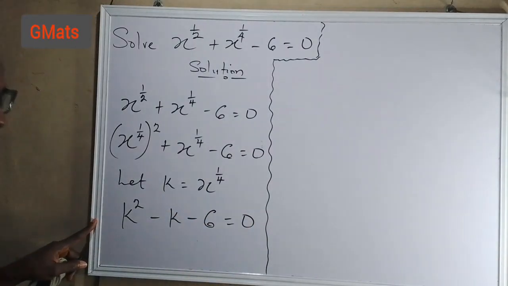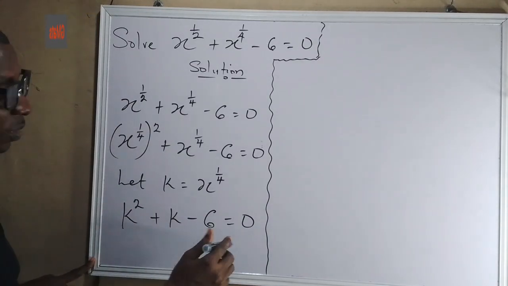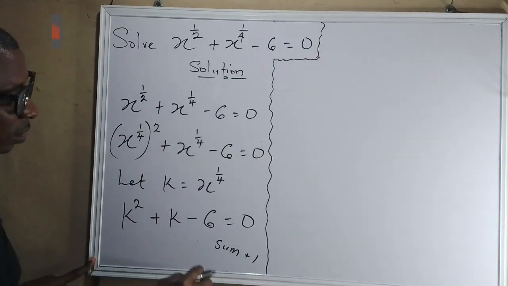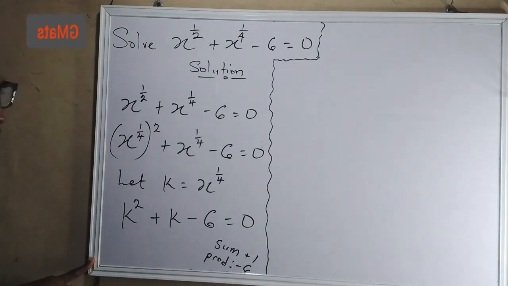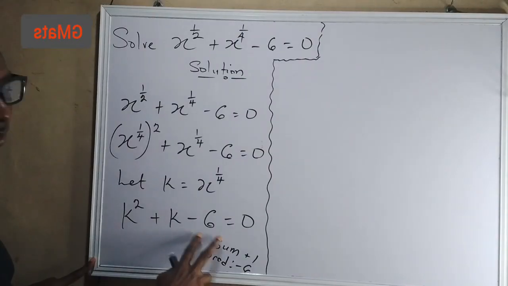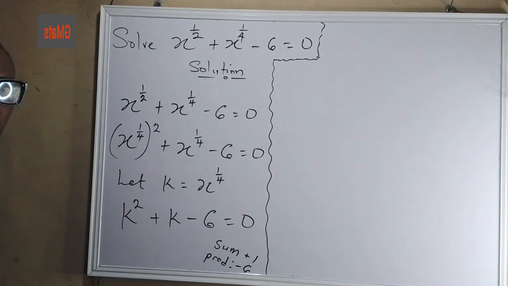So now this is a quadratic equation. Now the sum here is plus 1, while the product is what? Minus 6. So you look for two numbers such that when you multiply together you have minus 6, and when you add the numbers together you have plus 1. What are the numbers? We have plus 3 and minus 2.